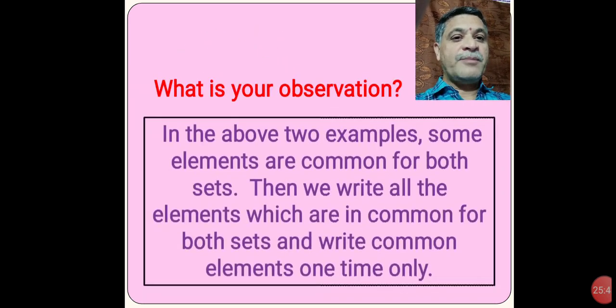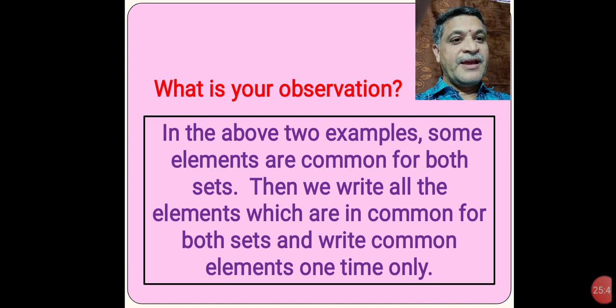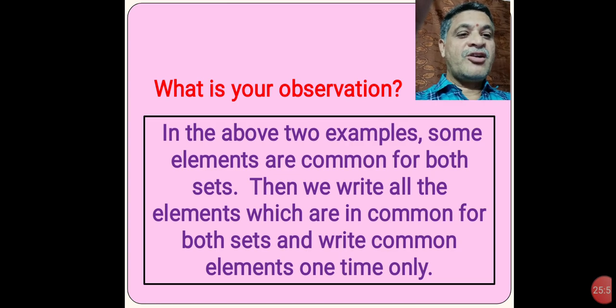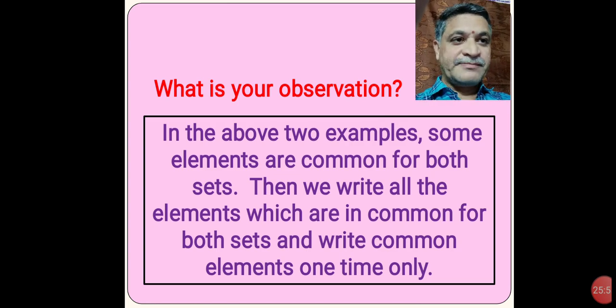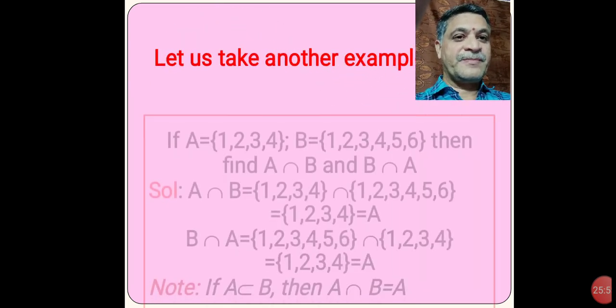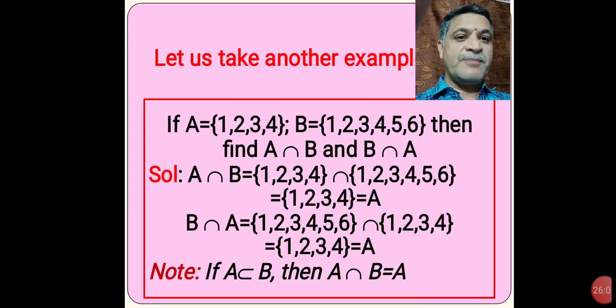Now one more example. What is your observation? In the above two examples, some elements are common for both sets. Then we write all the common elements which are common for both sets, and write common elements only one time. That is intersection. Let us take one more example.